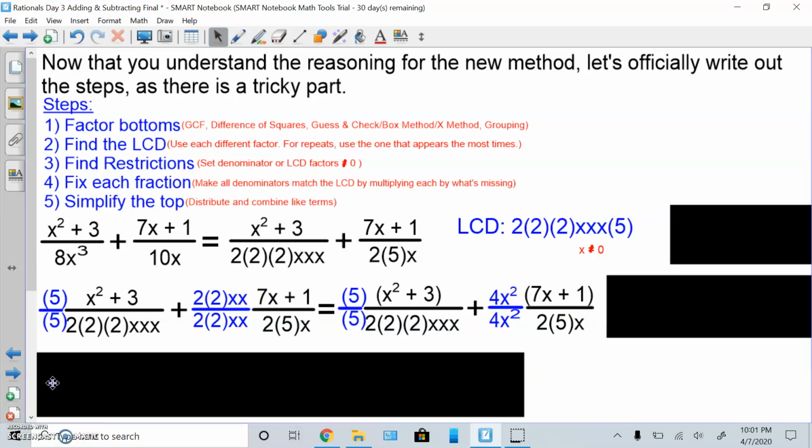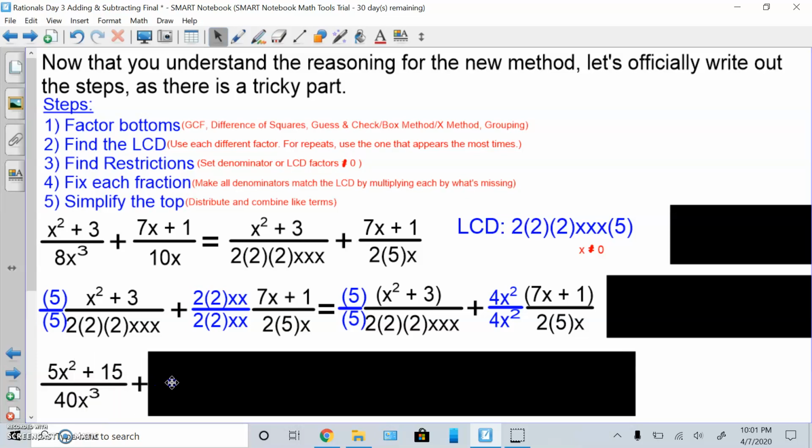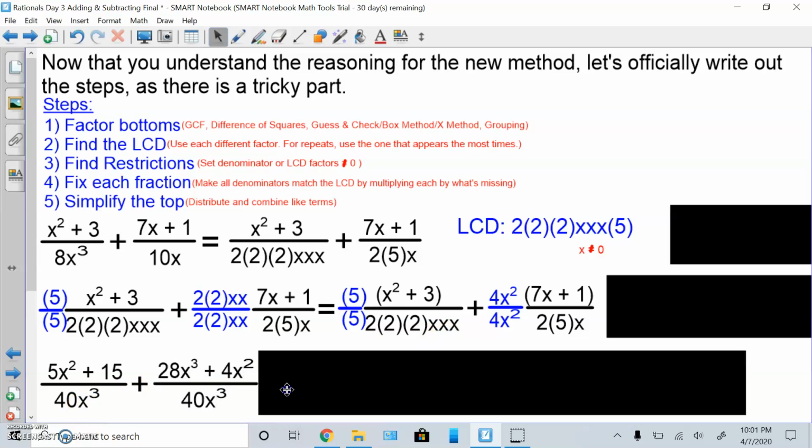Now I'm going to distribute again. So 5 times x squared is 5x squared. 5 times 3 is 15. The bottom I fix as well. 5 times 2 is 10. 10 times 2 is 20. 20 times 2 is 40. Then x times x times x cubed is 4x cubed. That's the first fraction. Second fraction, if you multiply, you get that.